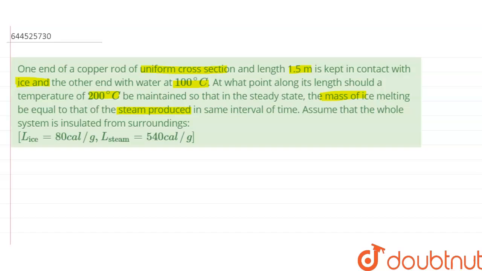That means there is no heat transfer between the system and surrounding, and the value of L, the latent heat. Latent heat for ice is given 80 calorie per gram, and latent heat for steam is given 540 calorie per gram. So let's start the solution.